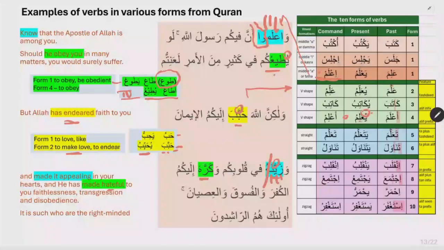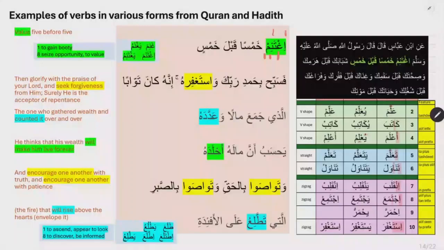اغتنم خمسا قبل خمس. Here you notice ghanama is your root, and the alif in front and the ta infix giving you the eighth form here. Can you see the eighth form here? اغتنم is an example of it, and اغتنم is the imperative.